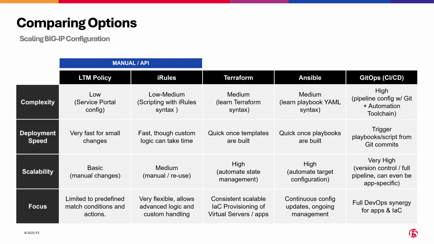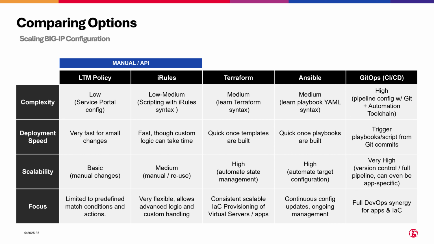For those who prefer a hands-on approach, LTM policies offer the simplest starting point. These are configured through the Big IP Service Portal and are very easy to use, requiring minimal experience. Deployment is fast for small changes, but scalability is limited. LTM policies are best when traffic control needs are basic and predefined, without advanced customization.